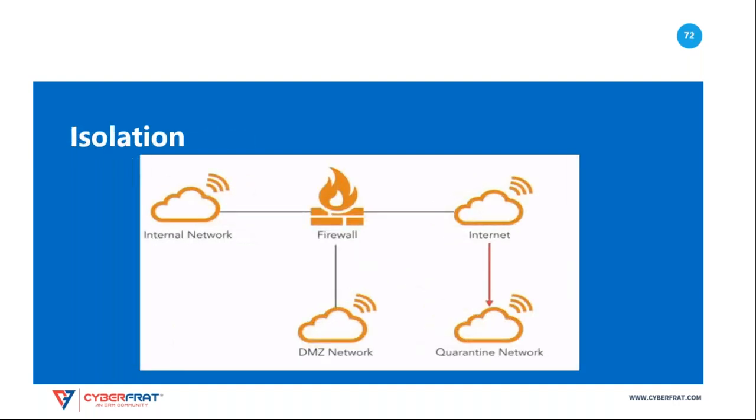Isolation takes segmentation to the next level. Instead of simply moving the compromised system to a different VLAN that's still attached to the corporate network, compromised systems are moved to a network that is completely disconnected from the rest of the network. Depending upon the isolation strategy used, the systems may still be able to communicate with each other and may still be connected to the internet so that they can communicate with the attackers.